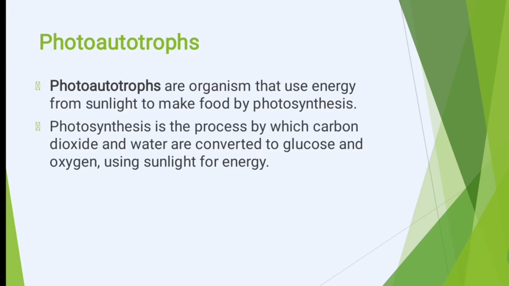Photoautotrophs are organisms that use energy from sunlight to make food by photosynthesis. Photosynthesis is the process by which carbon dioxide and water are converted to glucose and oxygen using sunlight for energy.